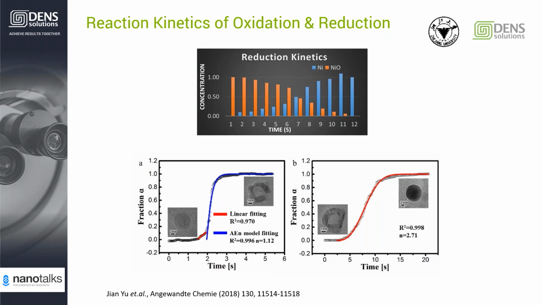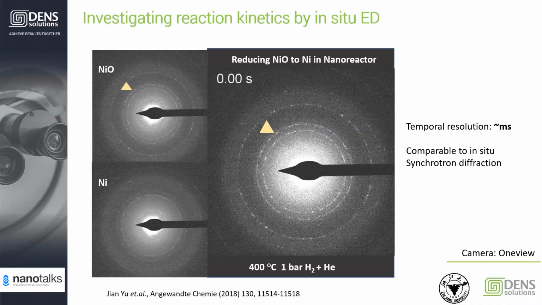Because we can see here, everything happens just in 1 second. And here is also just something that happened in less than 1 second. Actually, we achieved this information through millisecond temporal resolution diffraction technique inside the TEM. So before you watch the video, a hint to how to recognize the differences is the yellow triangle marked diffraction rings, which differentiate the nickel oxide and nickel.